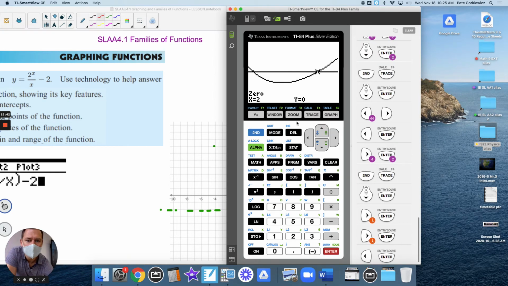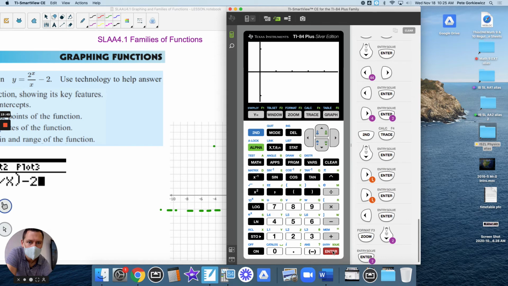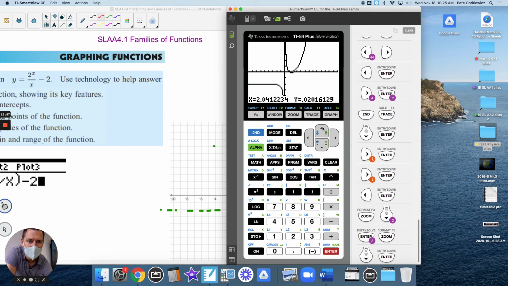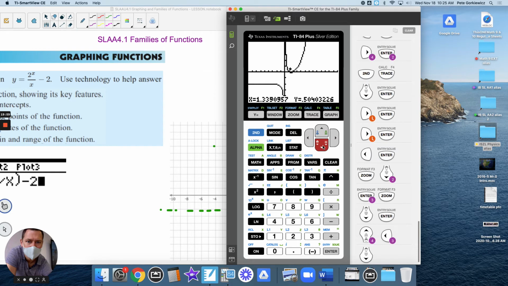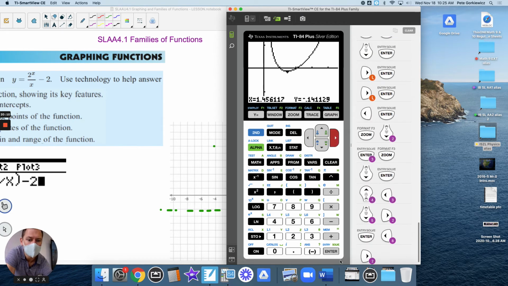I zoomed in by saying, I hit the zoom. I said in. So let me zoom out twice. So it was looking like that. I said zoom. Said in. And then I moved my little cursor around until it was where I wanted it, and I just hit enter. Great, I'm in the middle of nowhere. And then my cursor is still there, so you can just hit enter again. It's still kind of in the zoom mode, so you can just hit enter again and it'll zoom in more.